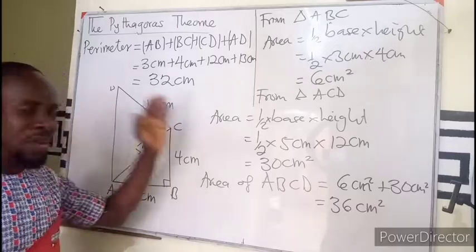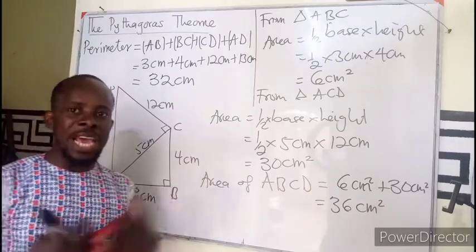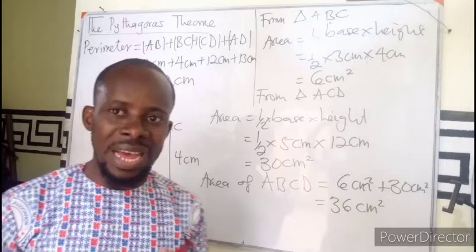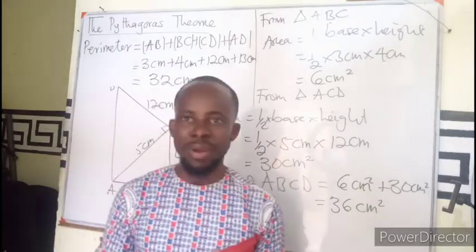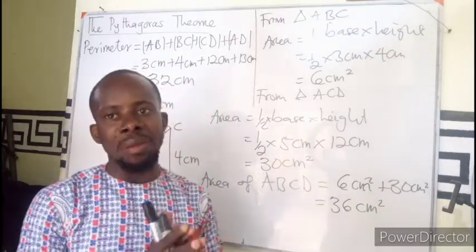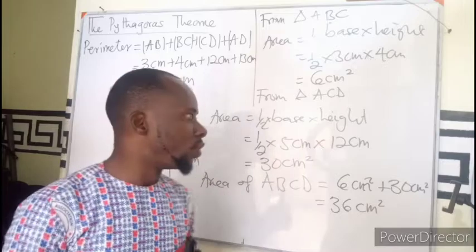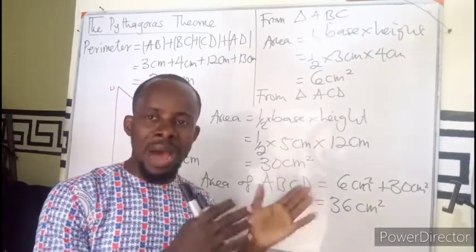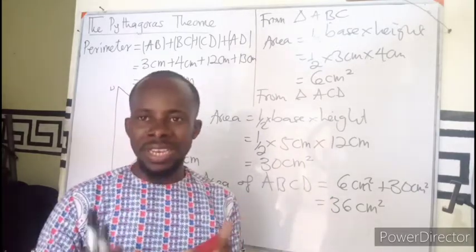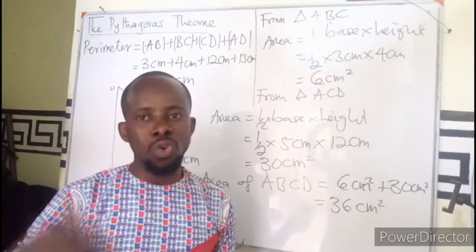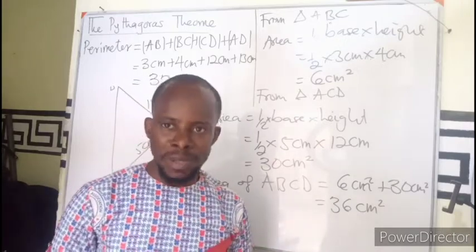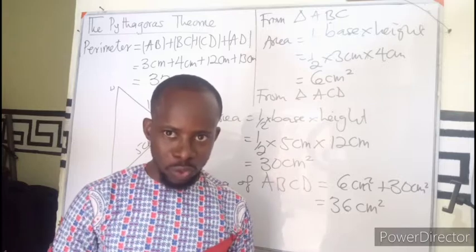Good. I believe you can see that in this we are able to combine mensuration, finding the area, with the Pythagoras theorem. All we need to know is the formula, how to relate the longer side with the two shorter sides. I believe you have learned a thing or two from this.